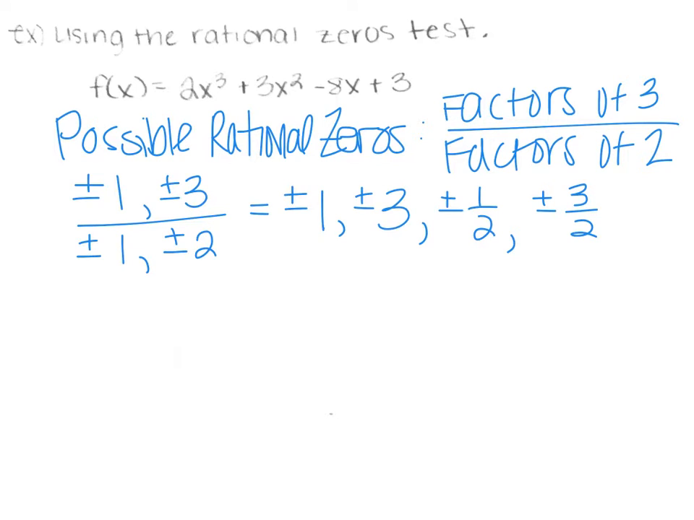So let's do this by synthetic division. So I'm going to test by synthetic division positive 1. So we'll put a 1 here in the box. And then our coefficients come from our original f of x. So 2, 3, negative 8, and 3.